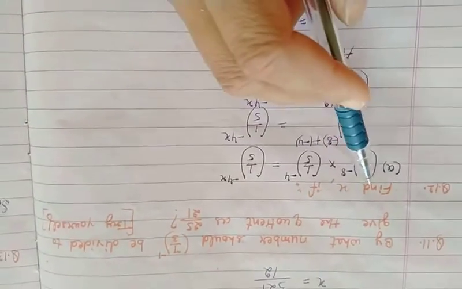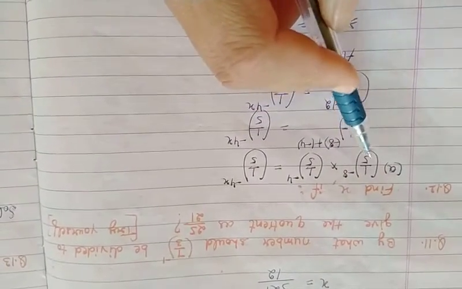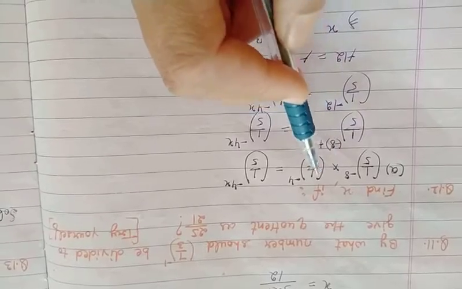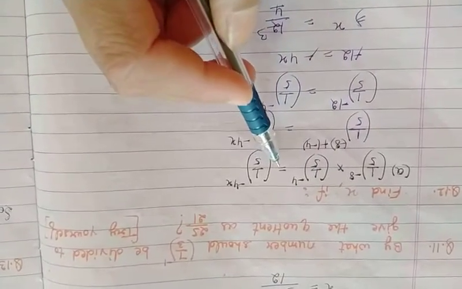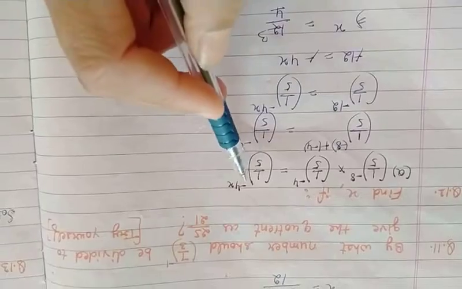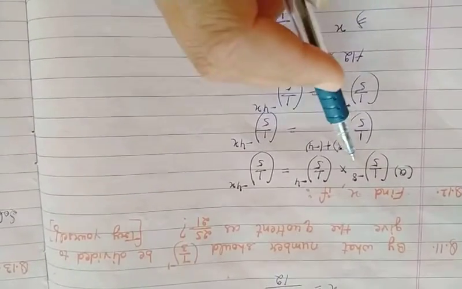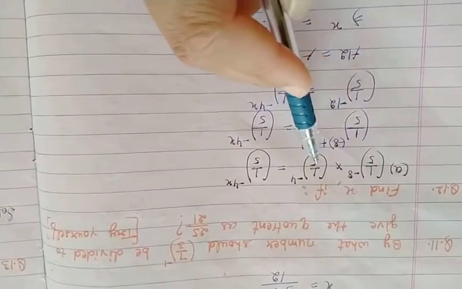Now question number 12 is, find x if 1 by 5 raised to power minus 8 into 1 by 5 raised to power minus 4 is equal to 1 by 5 raised to power minus 4x. Here look, the bases are the same, 1 by 5.